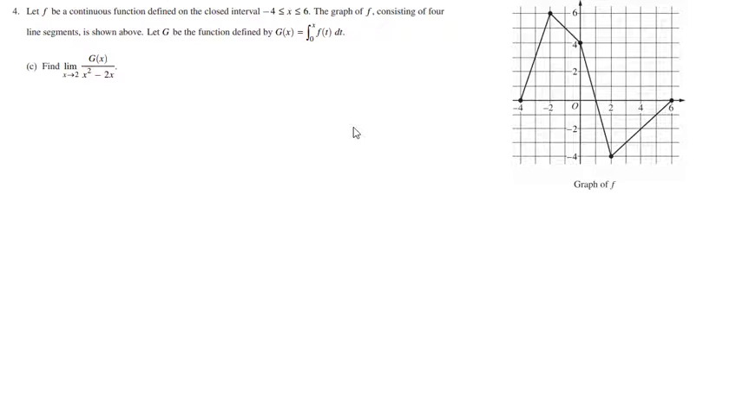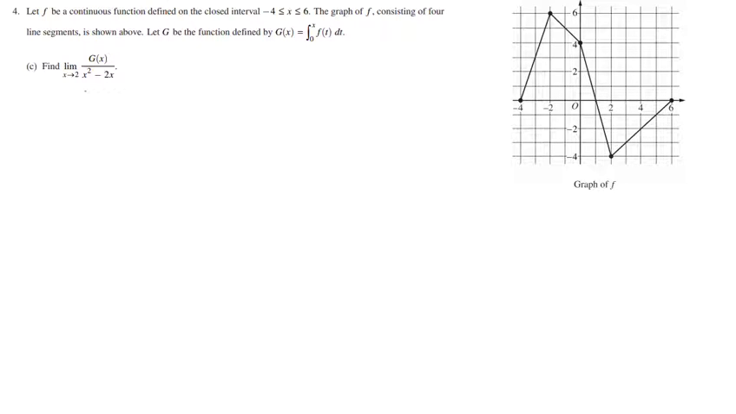So for part C, we have to find the limit as x goes to 2 of this right here. Well, as we'll see, g of 2 is the integral from 0 to 2 of f of t dt, which, as we showed just previously, is equal to 0. And when you plug in 2 right here, 2 squared minus 2 times 2 is also 0. So we have a 0 over 0 situation.